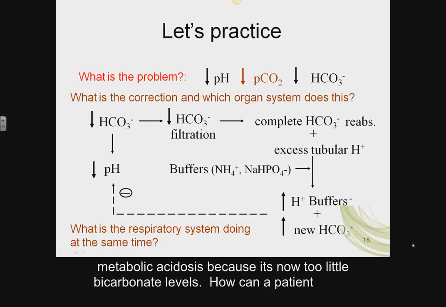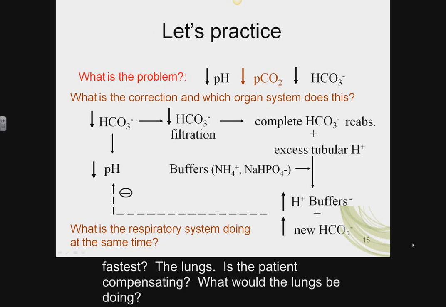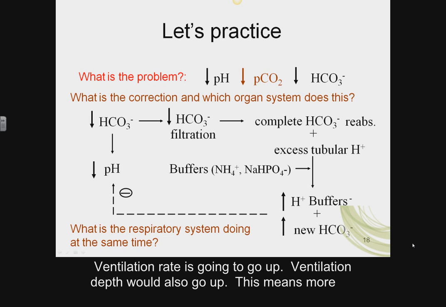Well, did you say both systems? This is metabolic acidosis because it is now too little bicarbonate levels. How can the patient compensate? Both the lungs and kidneys can compensate. Which of the two systems would be the fastest? The lungs.